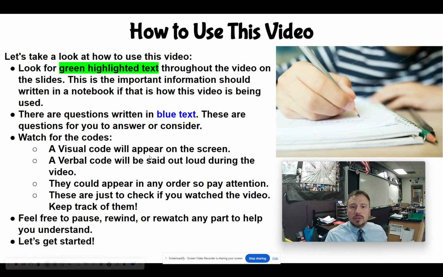Throughout this video, there's going to be two codes that are just three random numbers. One of them is a visual code that'll appear on the screen. One is a verbal code that'll be said by myself. It can happen in either order, so pay attention to get those codes.